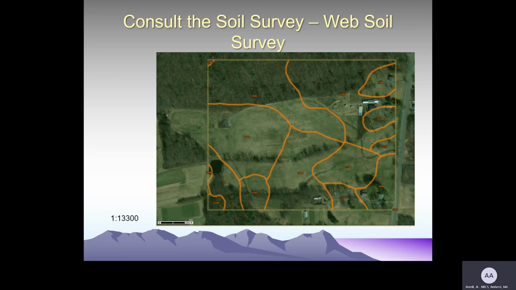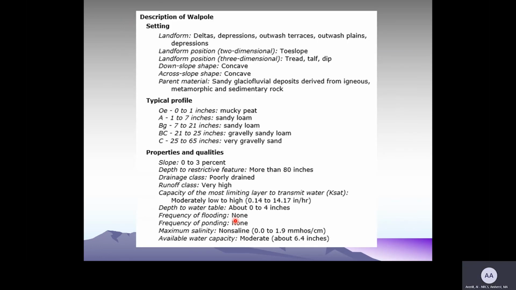So, for example, if you were to dig a hole in this area where it says 31A, this is the soil type, and that soil type is called Walpole, which is neither here nor there. It doesn't really matter what we call it. What does matter is you have information about what you can expect to find there.